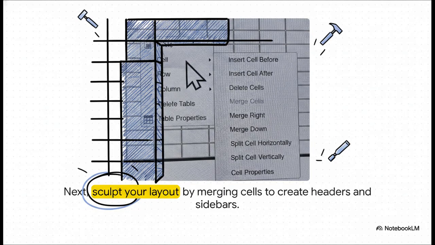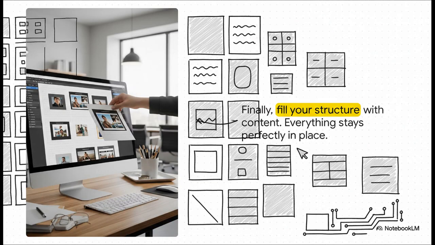So once you have that invisible grid, you get to be a sculptor. You start selecting different cells and merging them together. You're literally carving out your layout, creating a wide space for a header, a tall, skinny one for a sidebar, and a big block for your main content. And once that structure is carved out, the last step is the easy part. You just fill it up. Your text, your images, those AI-generated tables, everything now has a home. And the result? A perfectly stable, organized, and incredibly professional-looking layout.